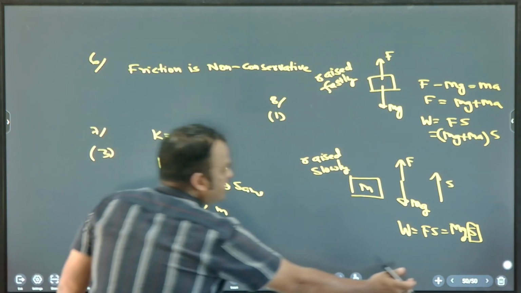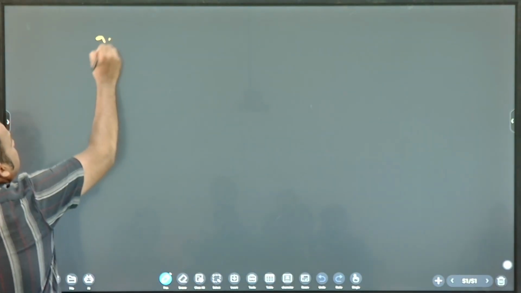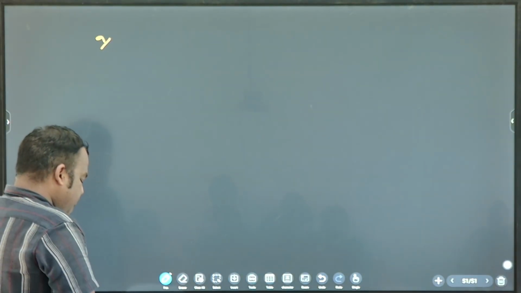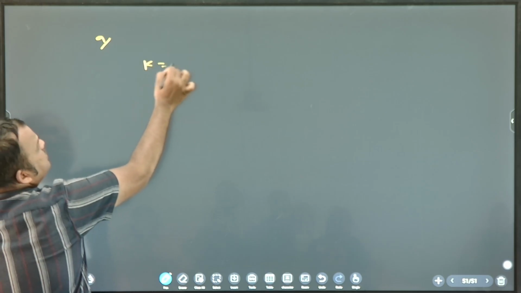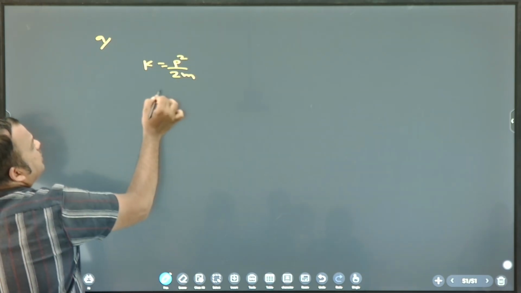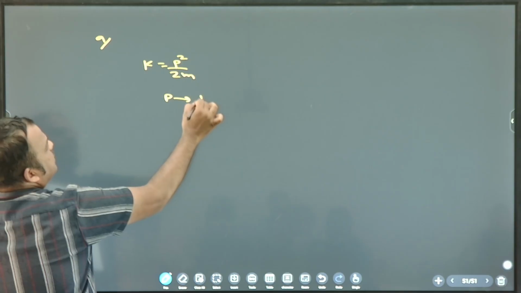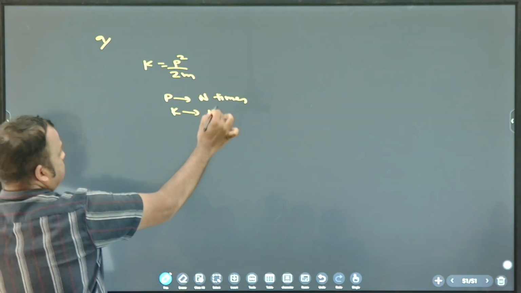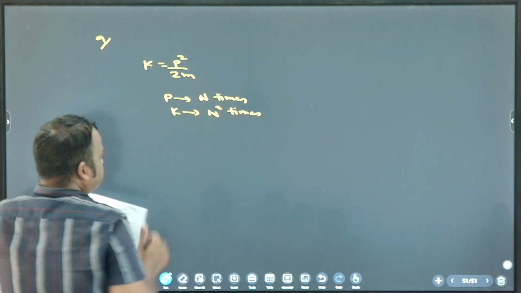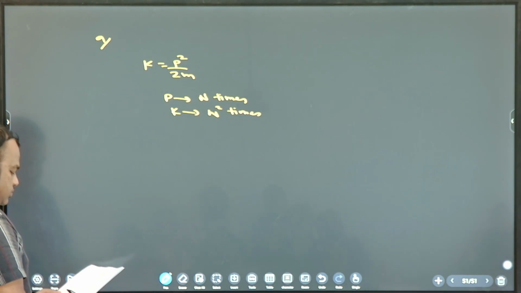Ninth. If the momentum of a body is increased n times, kinetic energy increases. Kinetic energy is equal to p square by 2m. So when momentum becomes n times, kinetic energy becomes n square times. Note down. Fourth option.